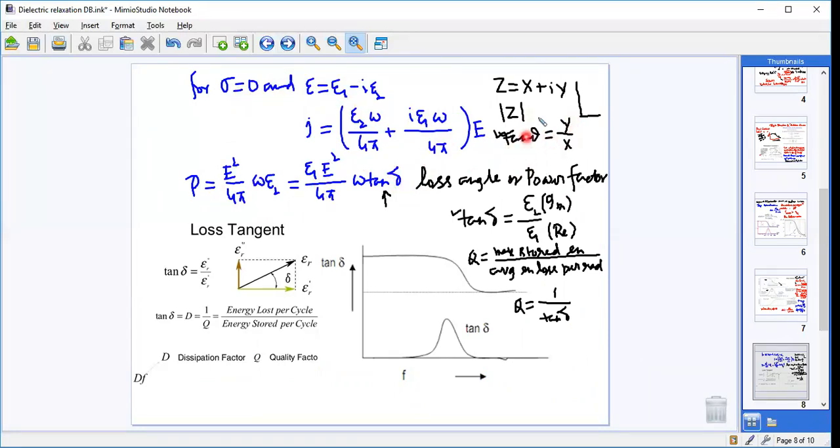Where the loss angle or the power factor is defined as tan delta equals the imaginary part of the dielectric permittivity over the real part of the dielectric permittivity, as we discussed in the class 2 level. Here the real axis is epsilon r prime and the imaginary axis is epsilon double prime. Therefore, the angle between the real part and the complex part is denoted by tan delta, the imaginary part of permittivity over the real part.